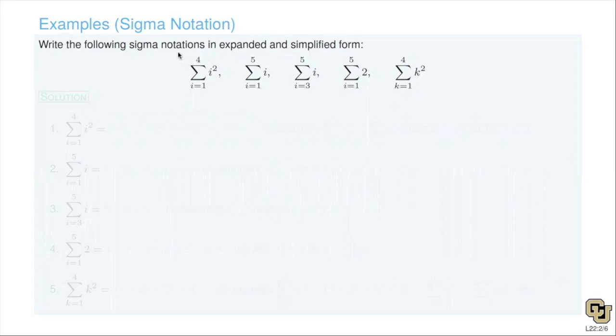Okay, so when I see this, I first go, aha, this is a sum because I see the sigma part. And then I go, okay, what am I adding? I'm adding i squared. And I'm going to start at 1 and end at 4. So let's unwrap this notation.